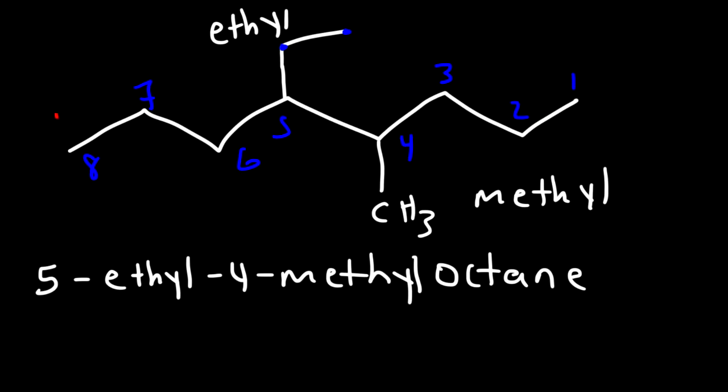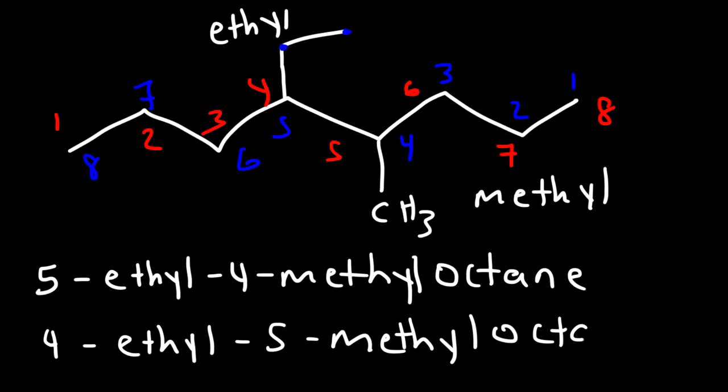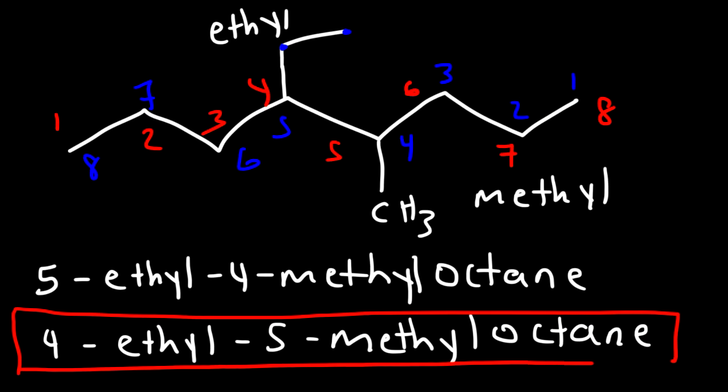Now suppose we counted it in the other direction. Let's see if that's going to make a difference. The only difference would be that instead of having a 4-methyl group, we now have a 5-methyl group. And instead of having a 5-ethyl group, we now have a 4-ethyl group. So it's going to be called 4-ethyl-5-methyloctane. We still need to put the substituents in alphabetical order, but this option is better. If you can put the numbers in ascending order, it's always a better option. So this is going to be the correct IUPAC name.